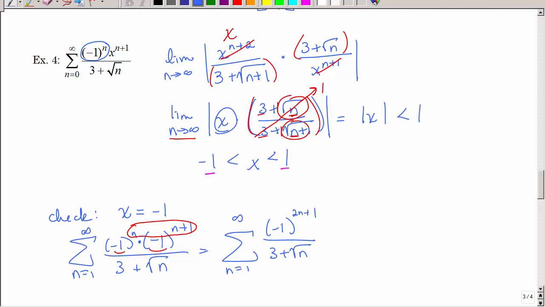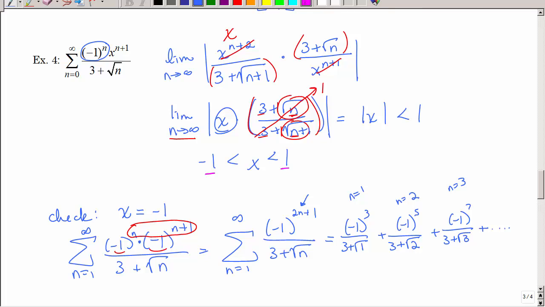Well, what kind of numbers do you get? Is this going to go back and forth between -1 and +1? Well, let's just see. Let's just kind of write out the first couple of terms. When n is 1, you're going to get 2 plus 1, which is 3. So you're going to get -1 cubed over 3 plus the square root of 1. So that's when n is 1. When n is 2, you're going to get -1 to the 5th power. And when n is 3, you're going to get -1 to the 7th power.